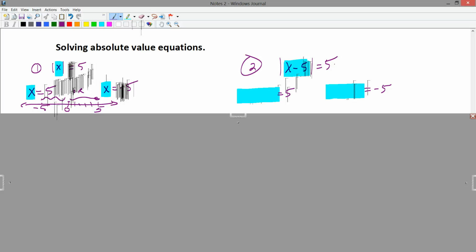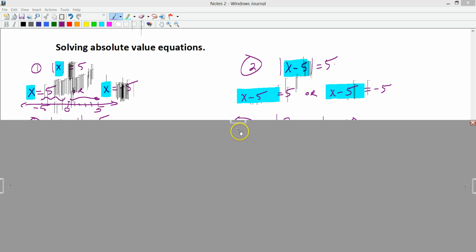Okay, so right now we're going to turn around, and I'm just going to copy down the stuff in the blue. Copy it down. That's actually the setup for the problem. We're going to put an or there. Okay, and we actually have two problems to solve. So we can add 5 to both sides on the first one, and we get x is 10, right? Or add 5 to both sides, we get x is 0.